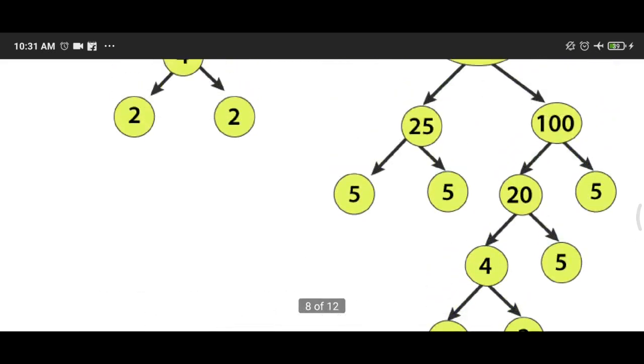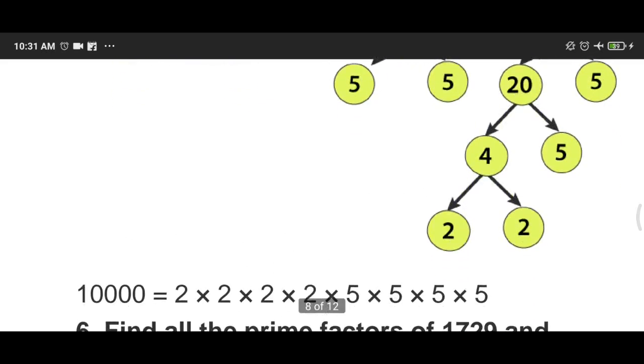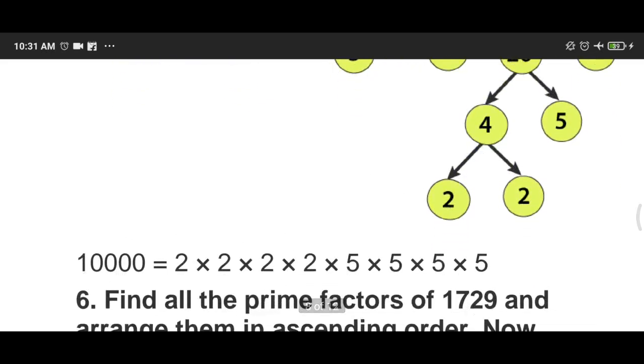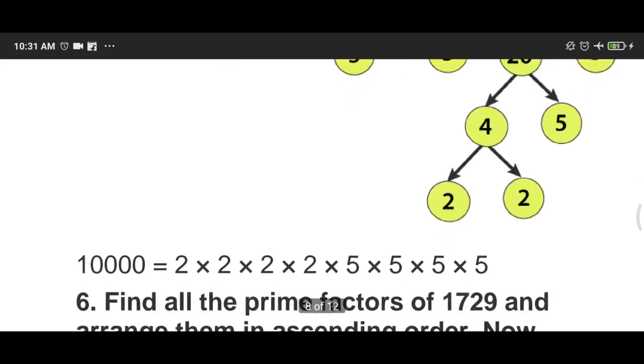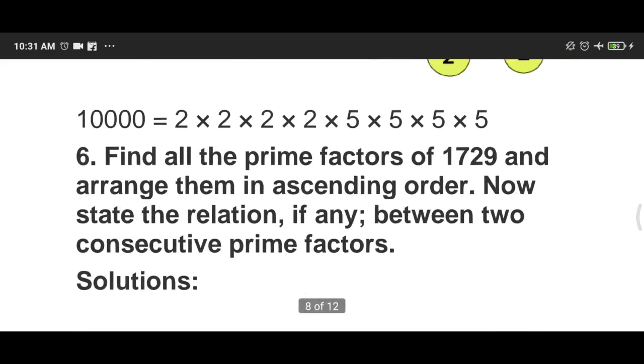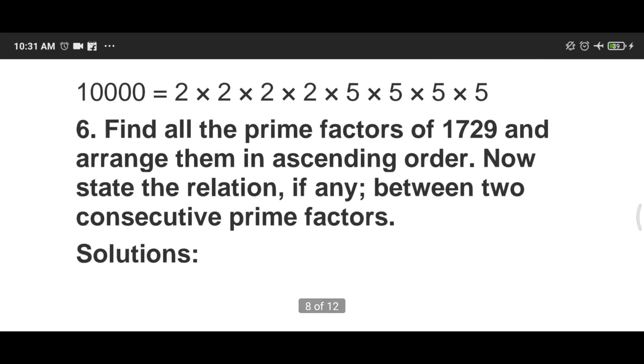Now here you can see how many 2s there are: 1, 2, 3, 4 twos. So we will write 2 to the power 4, and how many 5s, there are 4 fives. Then the prime factorization is 2 multiply 2 multiply 2 multiply 2, 4 times, and then 5 multiply 5 multiply 5 multiply 5, 4 times.